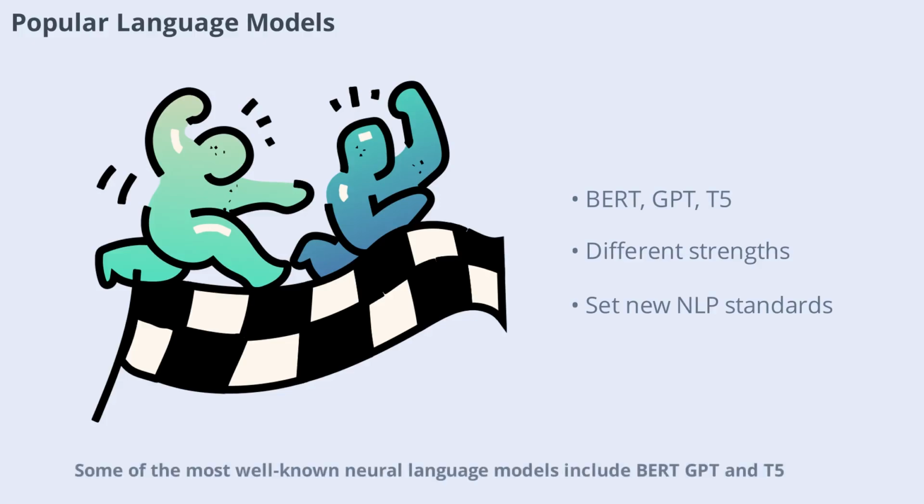Some of the most well-known neural language models include BERT, GPT, and T5. Each model has unique strengths and is used for different applications. BERT excels at understanding context, GPT generates coherent text, and T5 is versatile for multiple tasks. These models have set new standards in natural language processing.